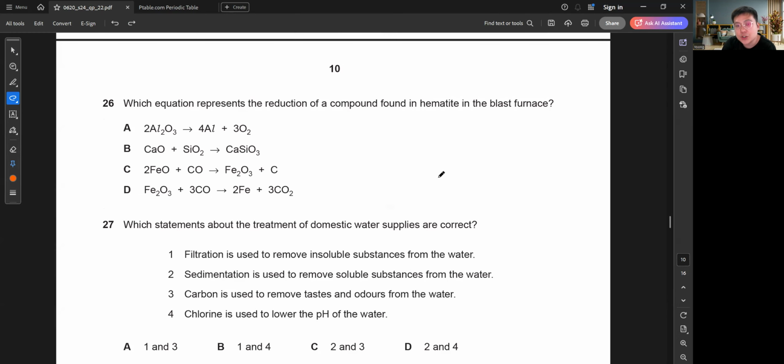Number 26, which equation represents reduction? To memorize, it's very simple: either it lost an oxygen or the oxidation number reduced. Looking at A, B, C, D here, there's a lot of oxygen. So I think we start testing with the first one first. Who lost an oxygen?